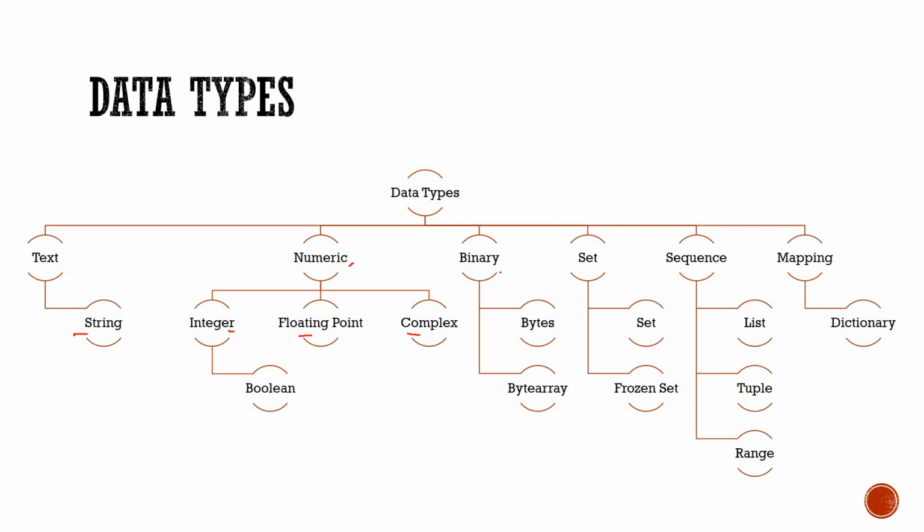Then we have binary, which works on 0 and 1. In this we have bytes and byte array. After that we have set. In set we have two types, set and frozen set. After that we have sequence, which is a continuous storage of data in the memory, in which we have list, tuple and range. After that we have mapping, in which we have dictionary in the form of key value pairs. Now we will study it one by one in our Python IDLE.